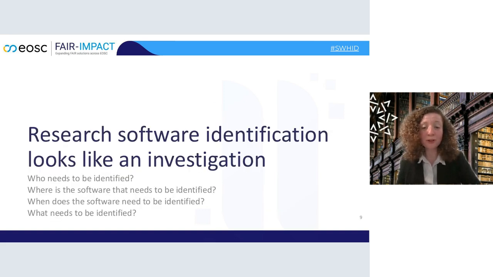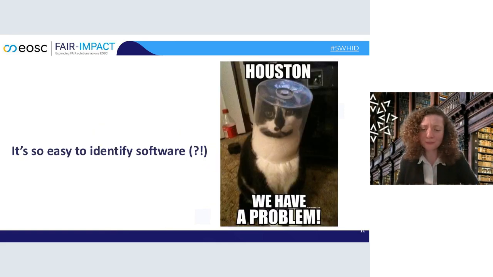So research software identification looks like an investigation, and we are going to investigate this today in this session, taking care of who needs to be identified. So what are the artifacts and why? What are the use cases that we want to elaborate to use identifiers? When does the software need to be identified? And globally, what is the SWHID?